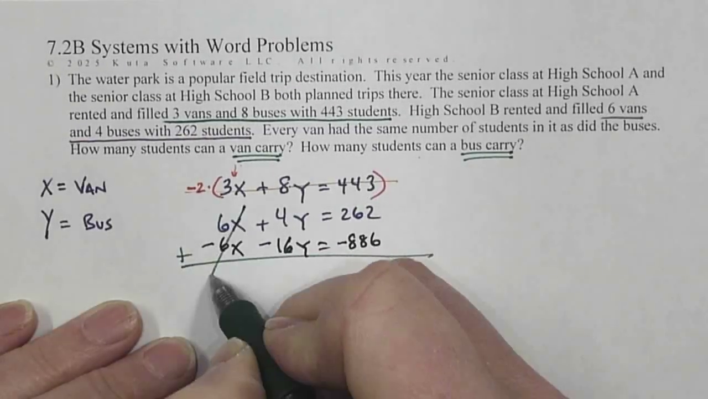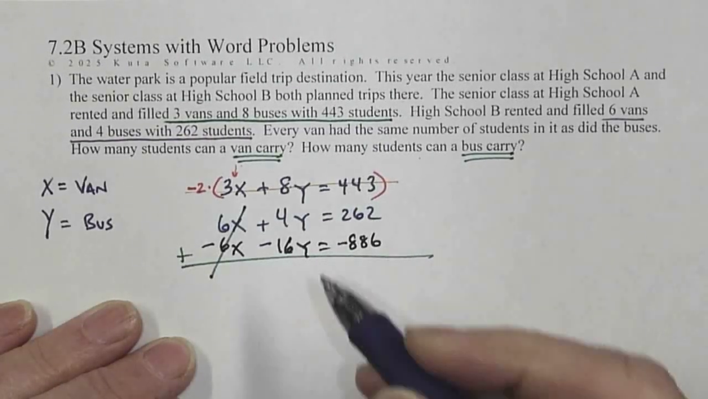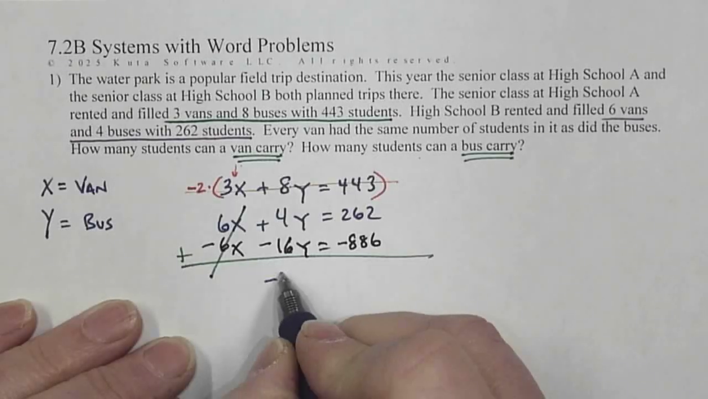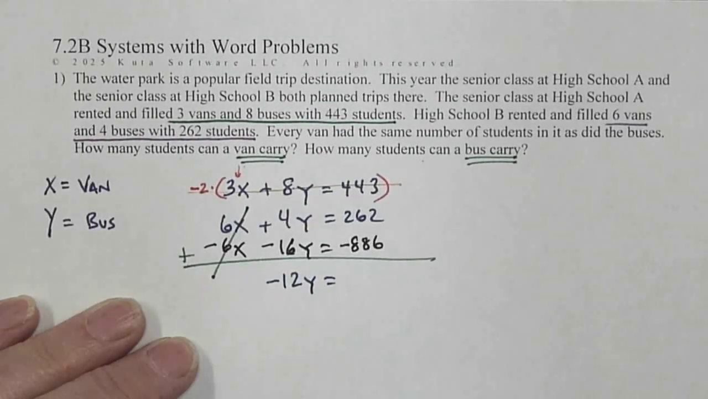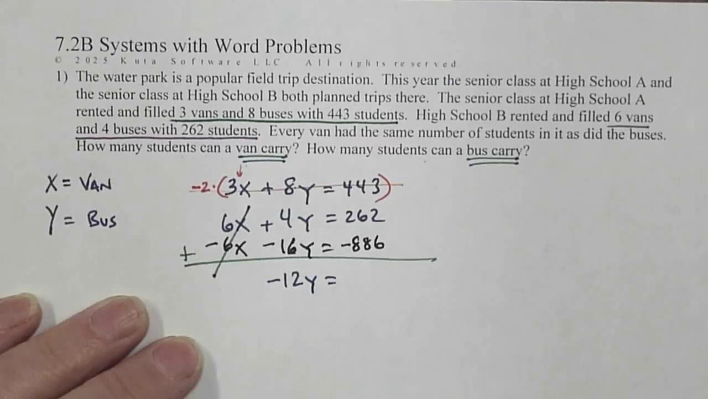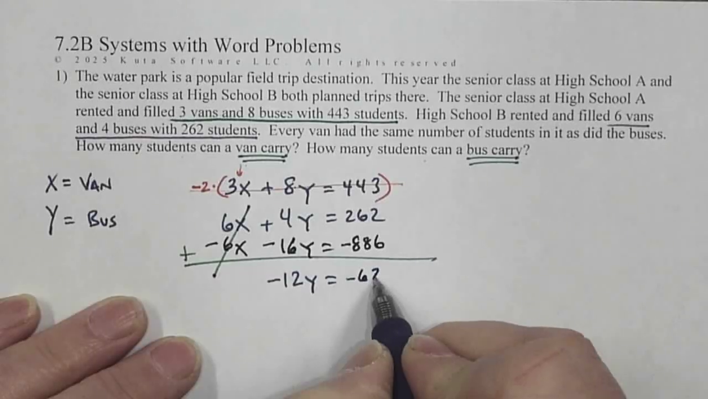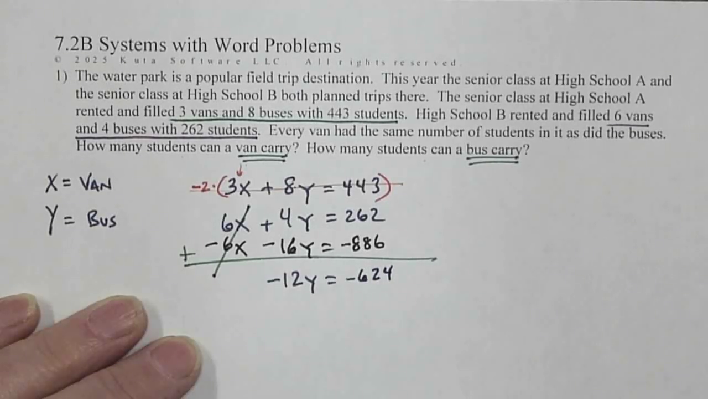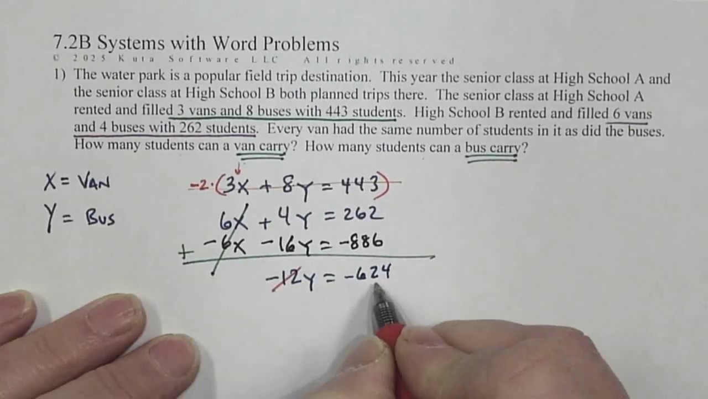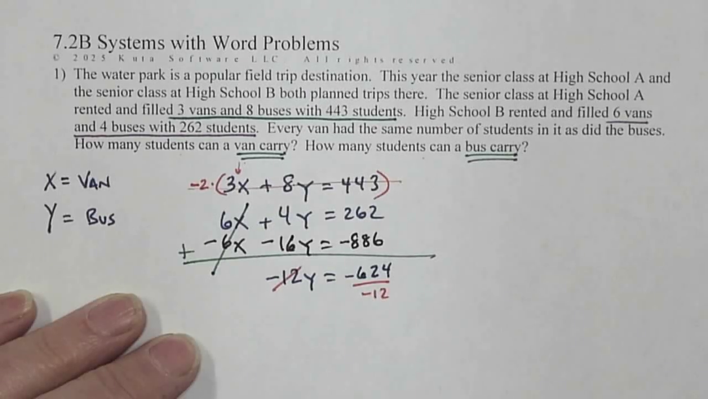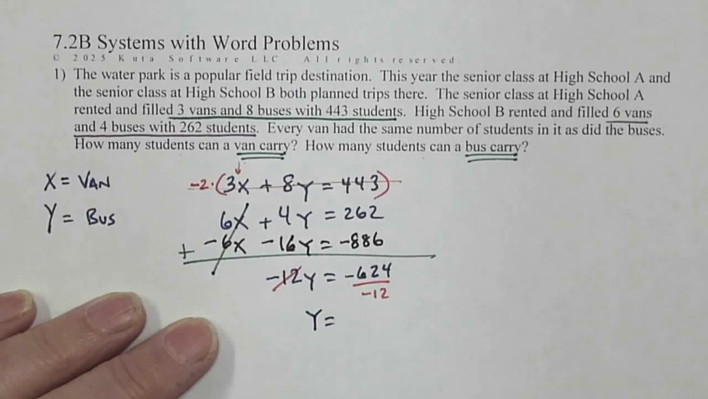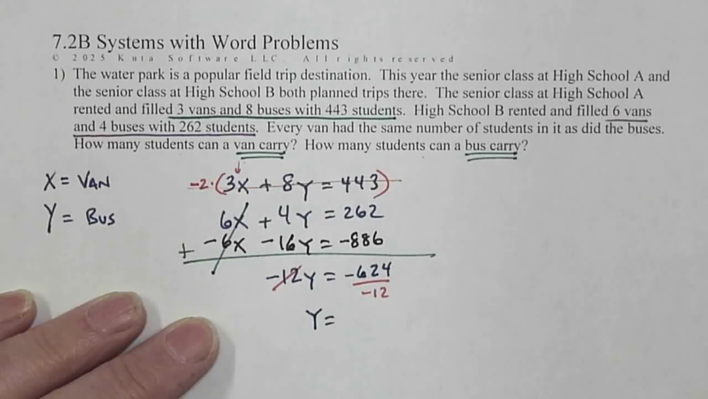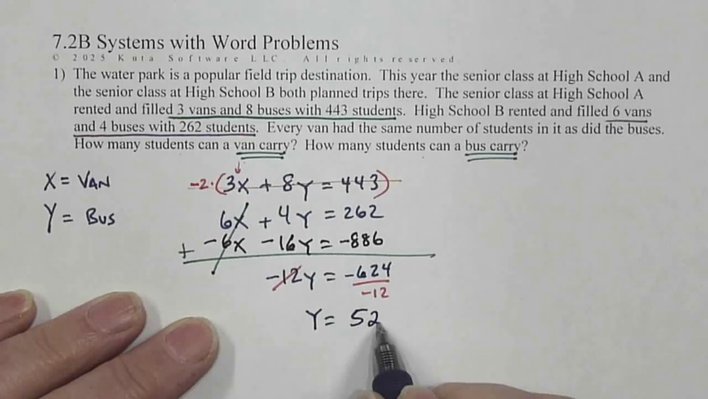Add those together and this cancels. 4 minus 16 is -12. And I'm going to use a calculator here, not that I have to, but 262 minus 886 is -624. Divide by -12, and that'll tell me how many students a bus could fit. And I'm assuming it'll be easy.